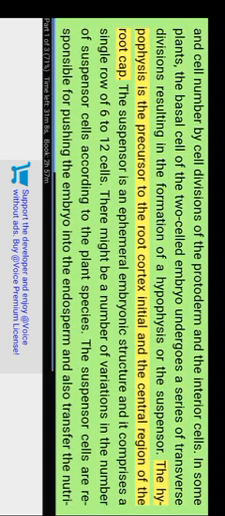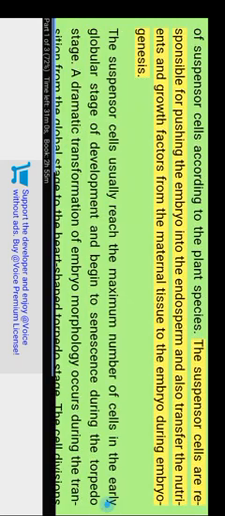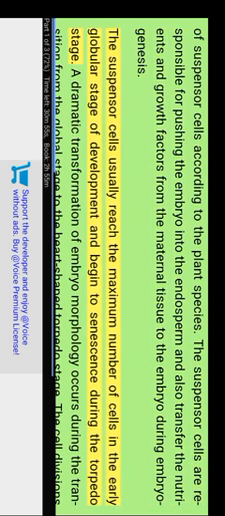The hypophysis is the precursor to the root cortex initial in the central region of the root cap. The suspensor is an ephemeral embryonic structure and it comprises a single row of 6 to 12 cells. There might be a number of variations in the number of suspensor cells according to the plant species. The suspensor cells are responsible for pushing the embryo into the endosperm and also transfer the nutrients and growth factors from the maternal tissue to the embryo during embryogenesis. The suspensor cells usually reach the maximum number of cells in the early globular stage of development and begin to senesce during the torpedo stage.